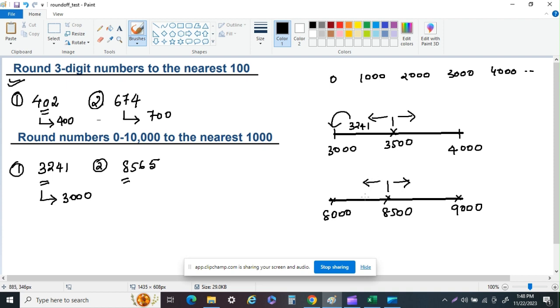Clearly 8565 lies on the right side. This is 8565, which is closer to 9000. So it will round off to 9000. Hence, 8565 will round off to 9000.